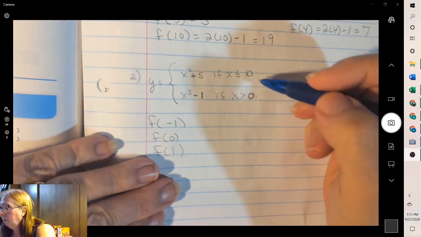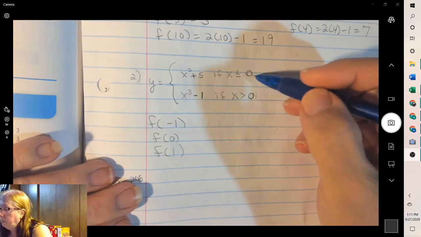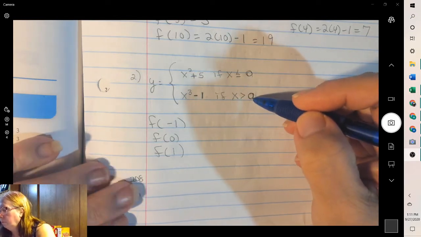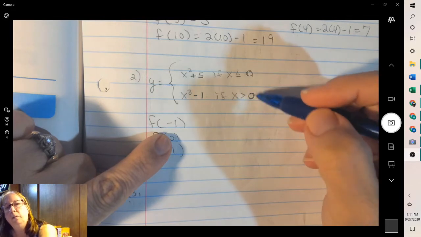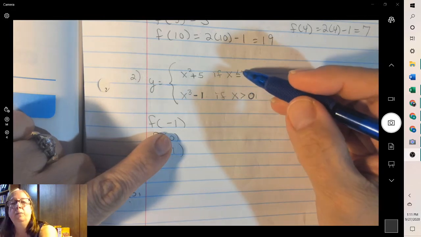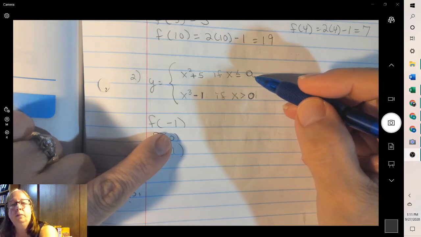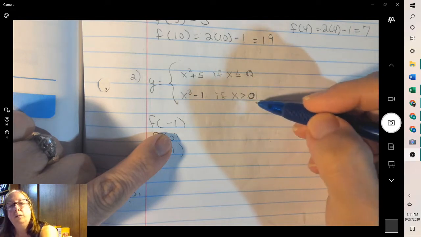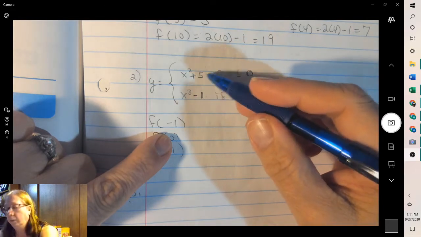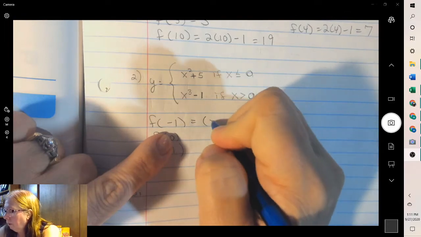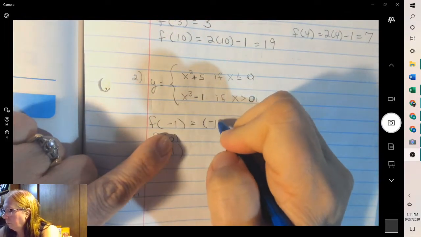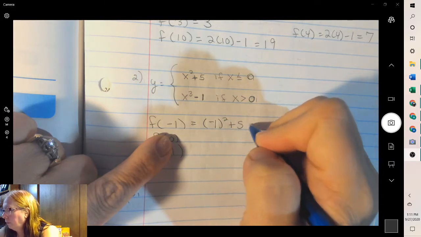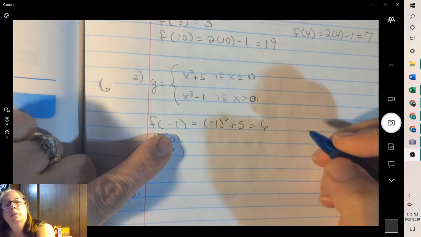Let's try another one. This one is x less than or equal to 0 and x greater than 0. So first look, we have a negative 1. Which one does it fall into? Well, this one, because negative 1 is less than or equal to 0. Negative 1 is not greater than 0, so it's the top one. We're plugging in negative 1 squared plus 5, which is 6.